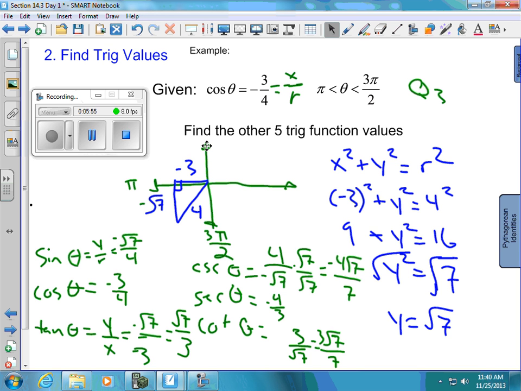In quadrant 3, tangent and cotangent are the only positive functions, so they're our only positive ones here. All students take calculus, you'll do that. And hopefully that makes sense with the negative square root of 7, why it had to be negative. So we're in quadrant 3, and we're going down. So because we're in quadrant 3, this is a negative square root of 7.